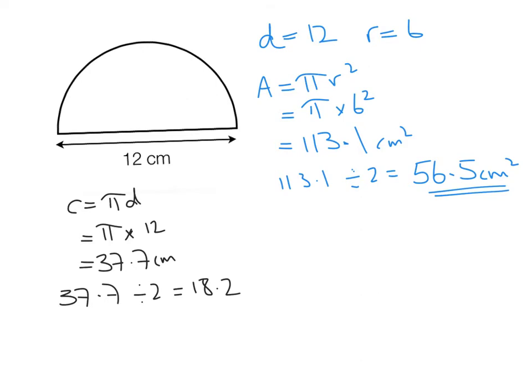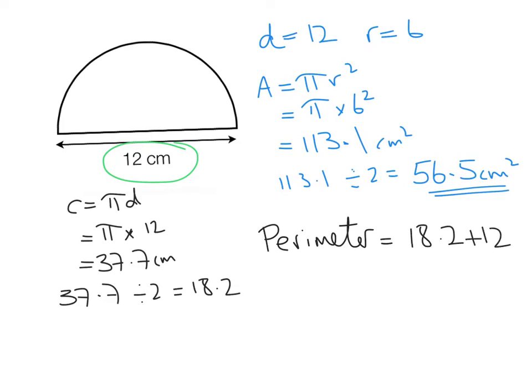And again, because it only finds me half of the distance round and not the perimeter, I need to add on the 12. I'll say it again, this length here is 18.8. I need to add on the 12. So my perimeter equals 18.8 add 12, which is 30.8 centimeters. So that's a semicircle.